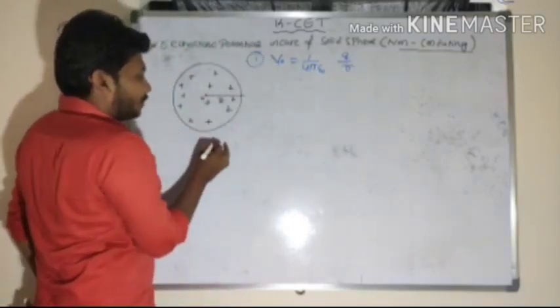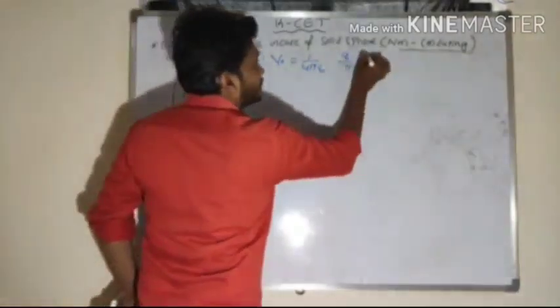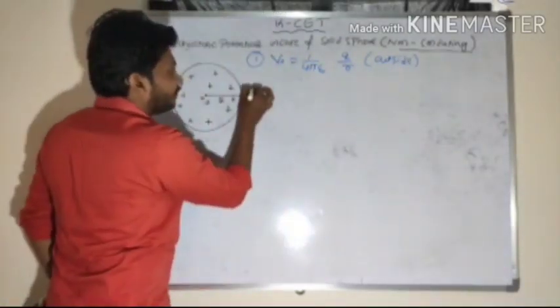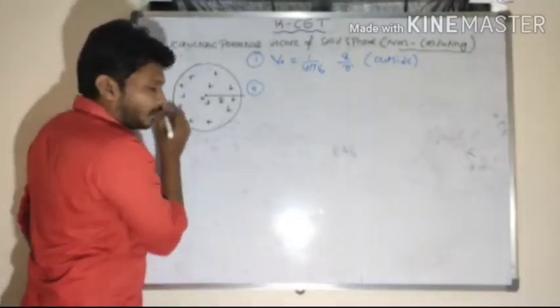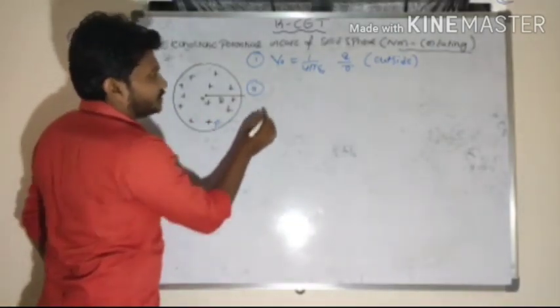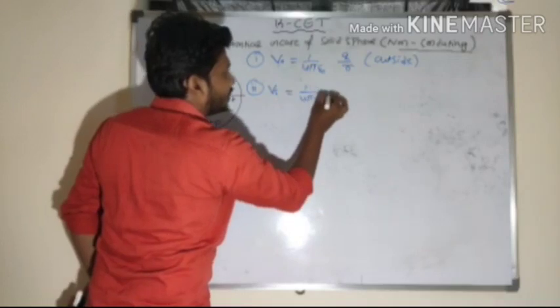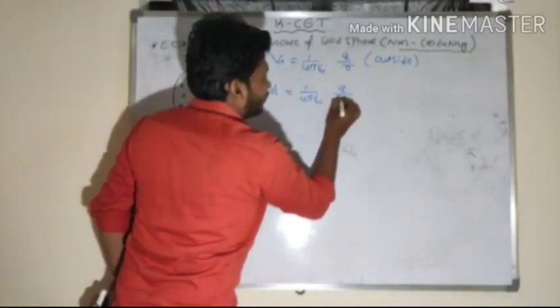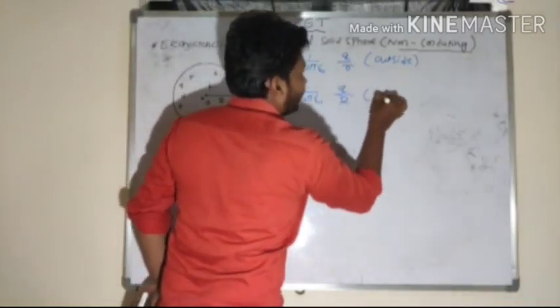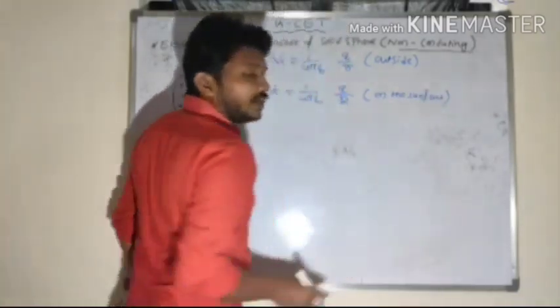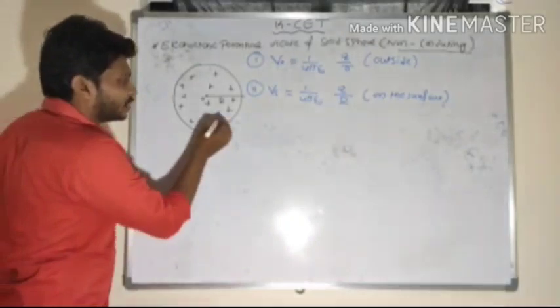So this is the point of observation outside. So this is outside the sphere, and if the point of observation is on the surface of the sphere, it also has the same formula here. So this is on the surface. Then what about the equation for electrostatic potential?